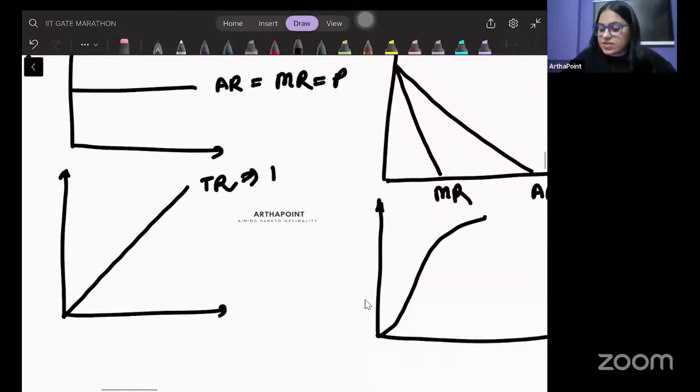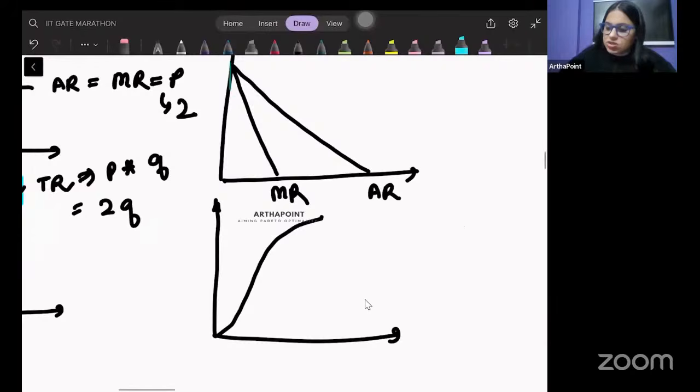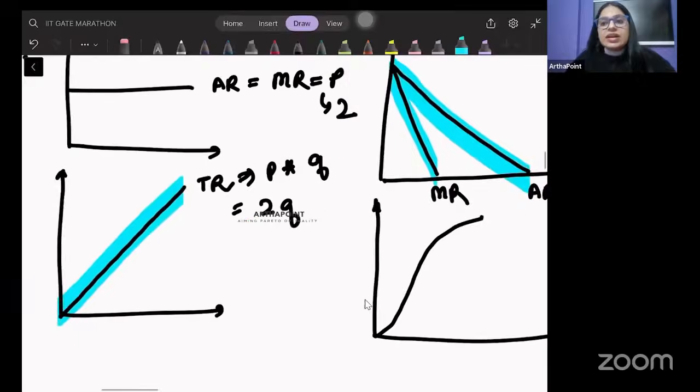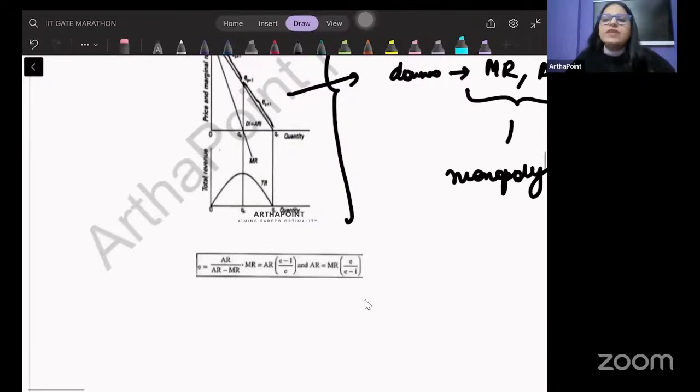यहाँ पे TR curve is price into quantity. Price is given and a constant. Say price हो गया 2. So I'm just plotting 2 times Q. It's a linear line, right? So your TR curve is just upward sloping line. But here, because your MR is continuously decreasing and your AR is decreasing, the TR curve that we plot is very, very different. It depends on how we plot the MR curve, right? So based on the shape of the MR curve, we get our TR curve.